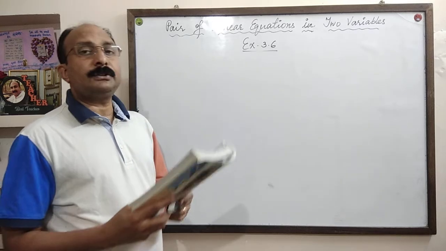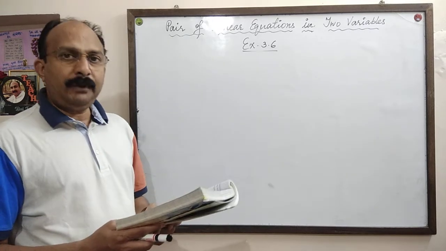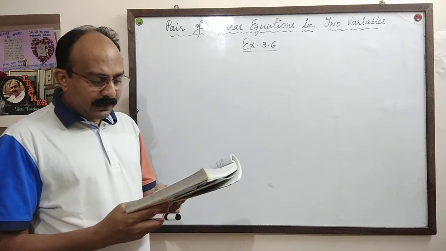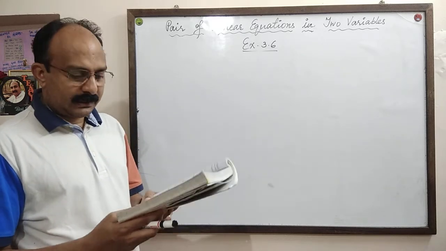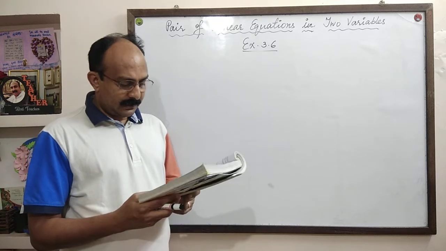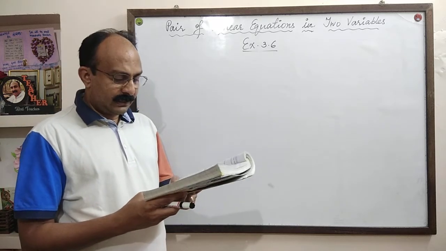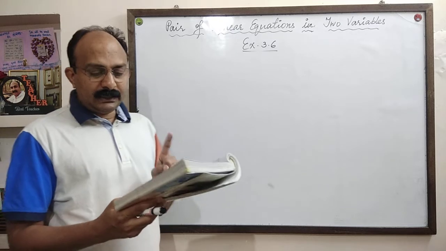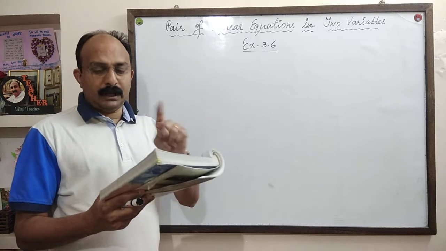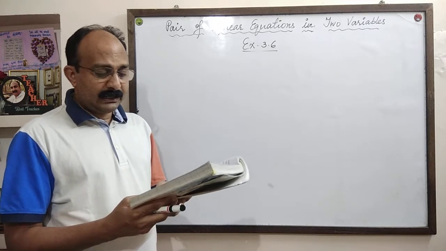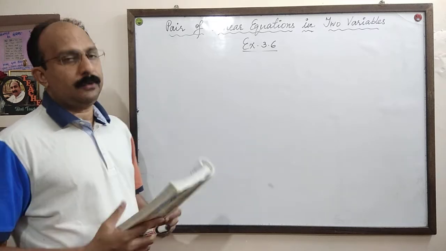Now see the second question. 2 women and 5 men can together finish an embroidery work in 4 days, while 3 women and 6 men can finish it in 3 days. Find the time taken by one woman alone to finish the work and also that taken by one man alone.